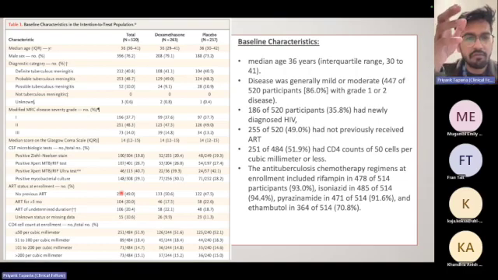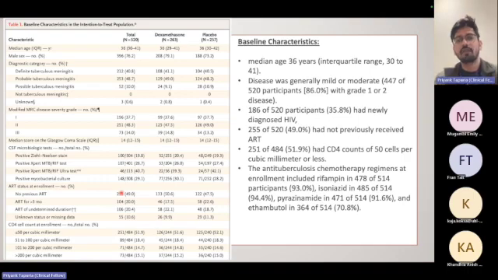Maybe this screen is too small to see, so I've just noted the important points on the right. The median age was about 36 years. Most of the patients had mild or moderate TB meningitis, grade 1 or grade 2 disease. And out of them, 186 had newly diagnosed HIV. The point to be noted is that 251 out of 484 patients had a CD4 count of less than 50. So this is very severe. This was probably one of the factors that will affect the results later on.